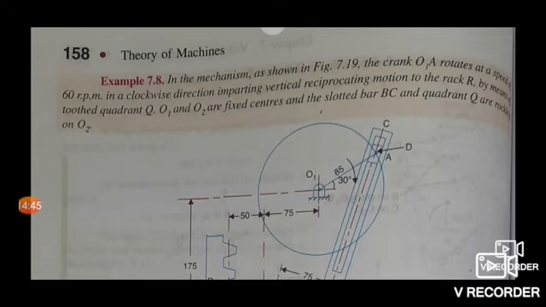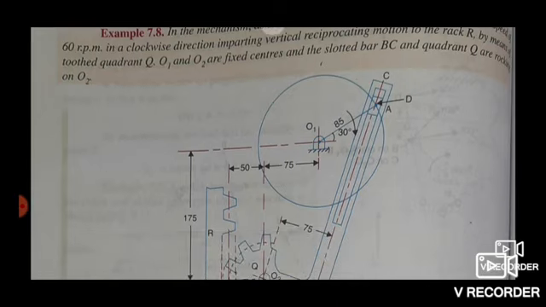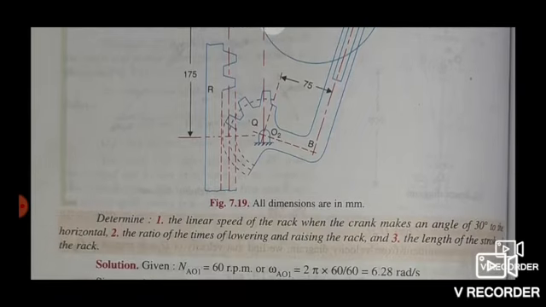Next, we will solve one more numerical. In the mechanism shown in figure 7.19, the crank O1A rotates at a speed of 60 rpm in a clockwise direction, imparting vertical reciprocating motion to rack R by means of a toothed quadrant Q. O1 and O2 are fixed centers, and the slotted bar BC and quadrant Q are rocking on O2. This is the arrangement of the mechanism, and the dimensions are here.